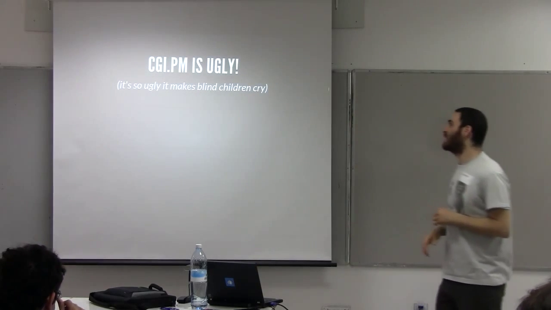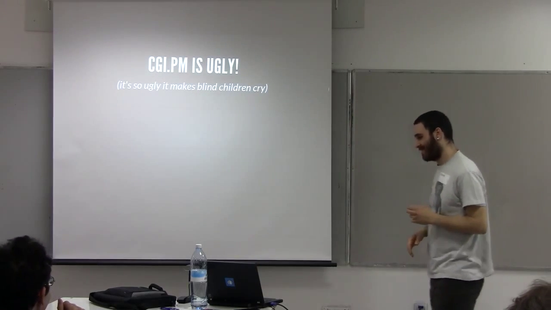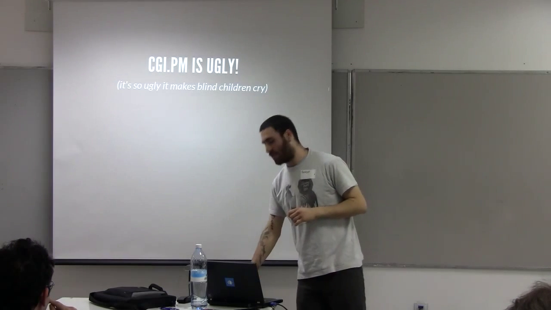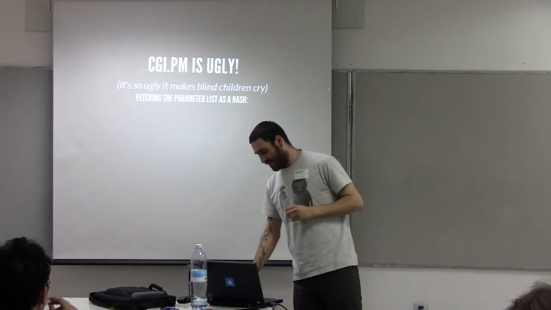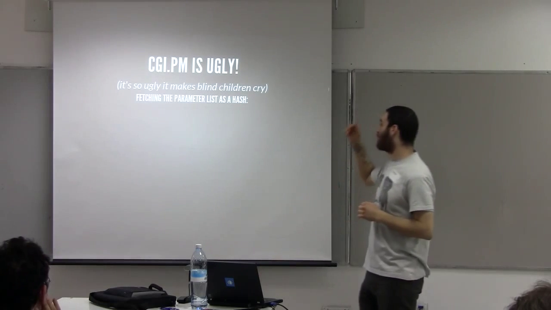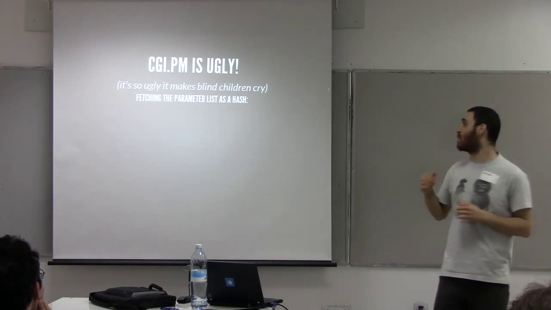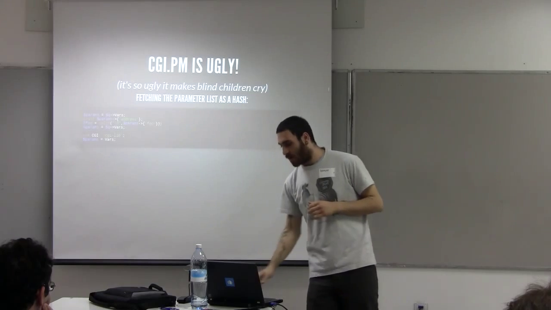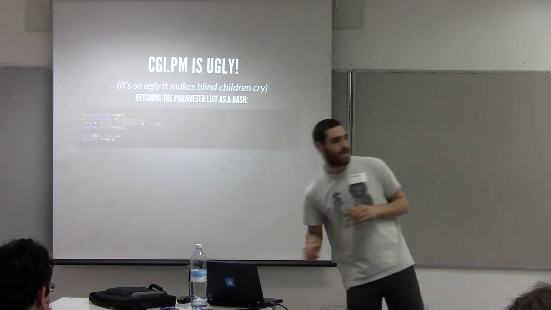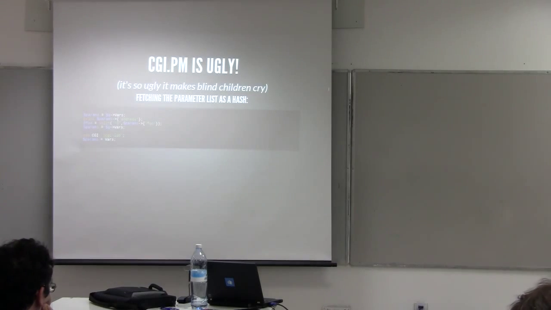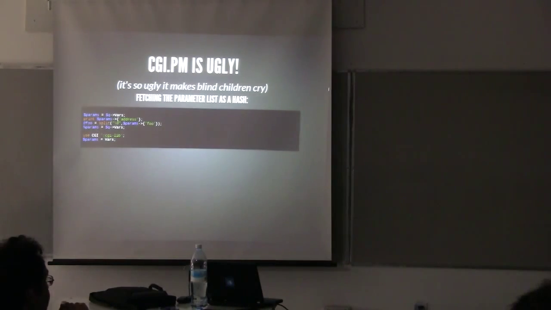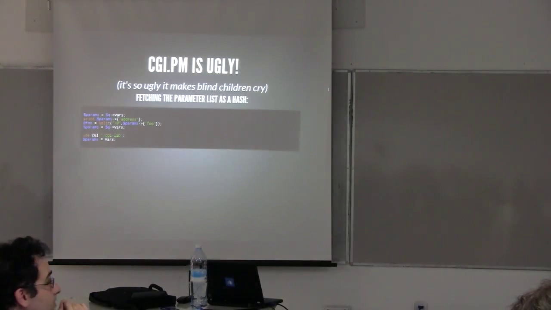CGI.pm is ugly. It's so ugly, it makes blind children cry. If you write an application in CGI.pm, a kitten will die. So, for example, this is taken from the actual documentation for CGI.pm. It says, fetching the parameter list as a hash. I like this. You can't see this. Damn it. Let's remove some more lighting. There we go. Is that better? Or how's that? All right.